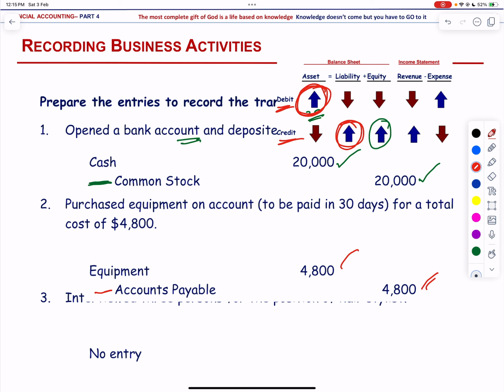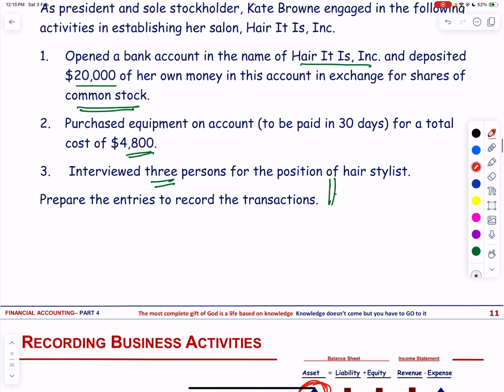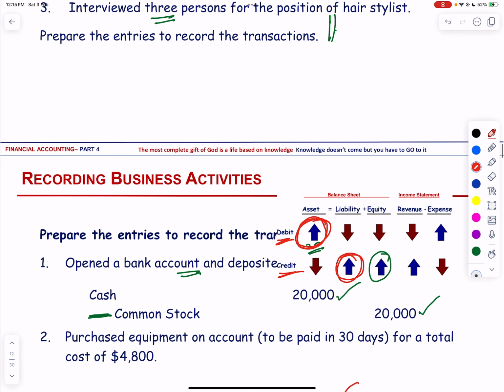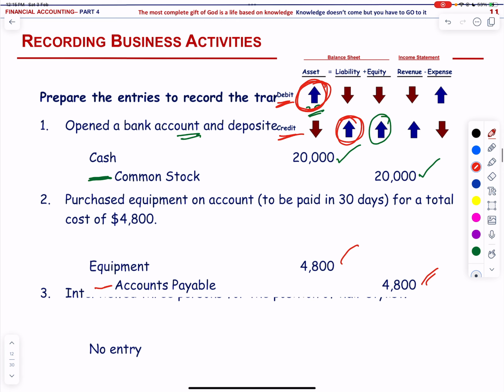Then the third one, interviewed three persons for a position of hairstylist. So when she is interviewing, this is not an economic event and we are not going to record this transaction. Okay.